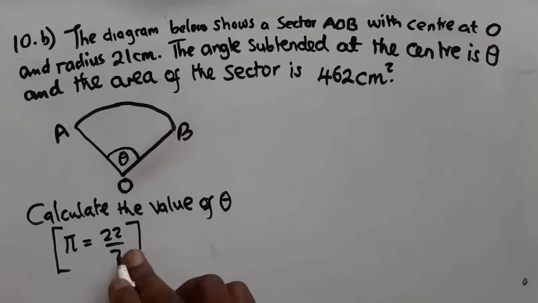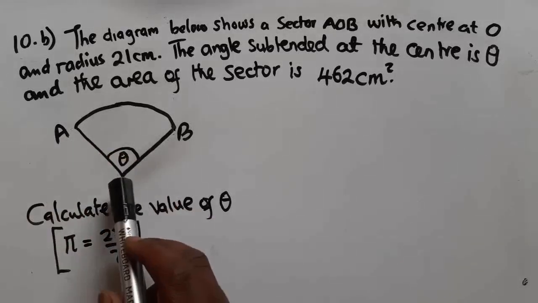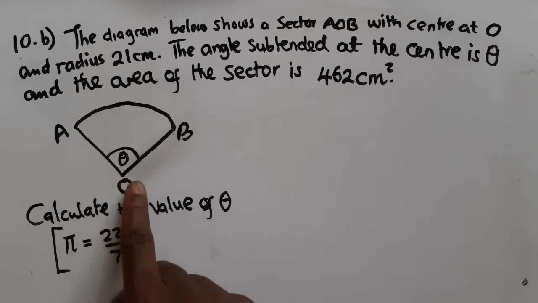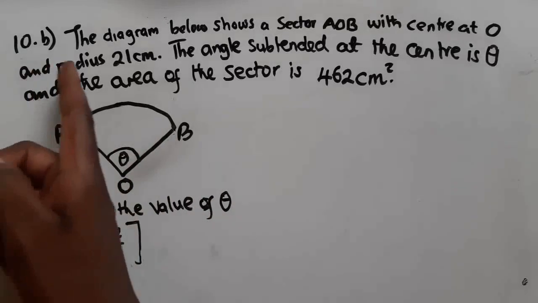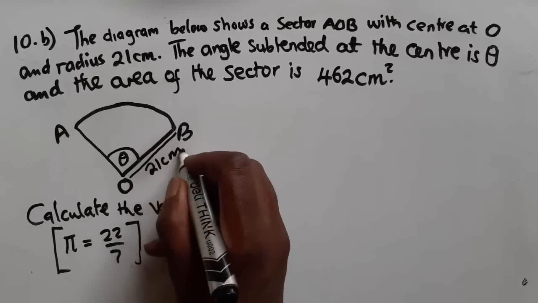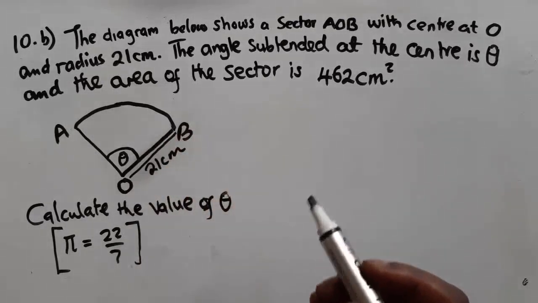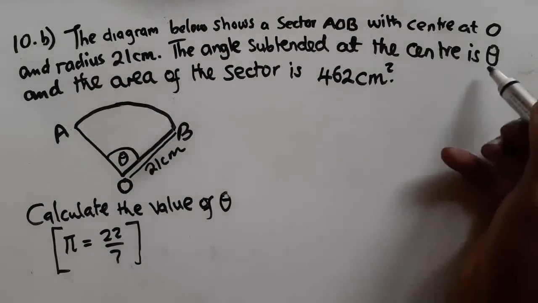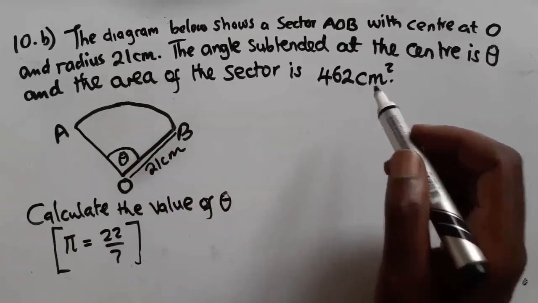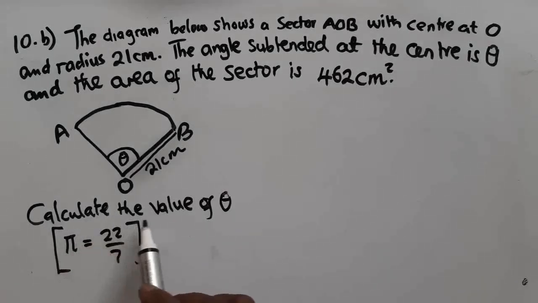So question B is on mensuration. Very simple question. The diagram below shows a sector AOB with the center at O. Okay, this is the sector of a circle. And radius, this radius from this point up to this one, this is 21 centimeters. The angle subtended at the center is theta, and the area of the sector is 462 centimeters squared. So calculate the value of theta, given that pi is 22/7.